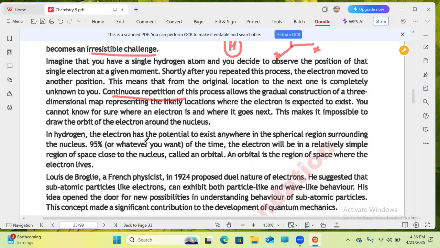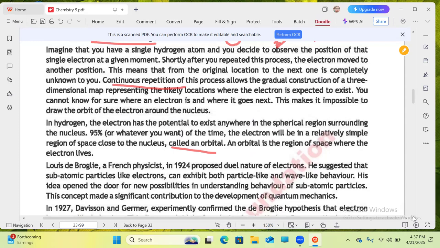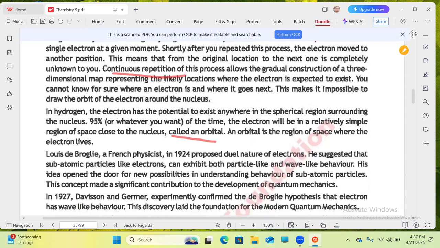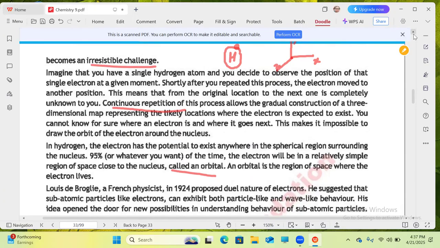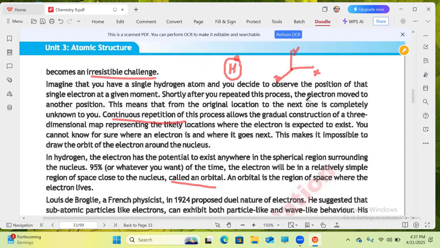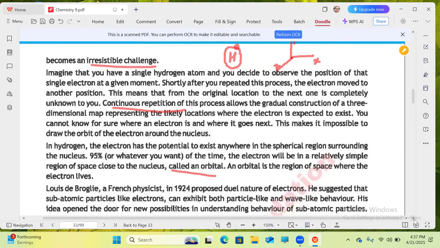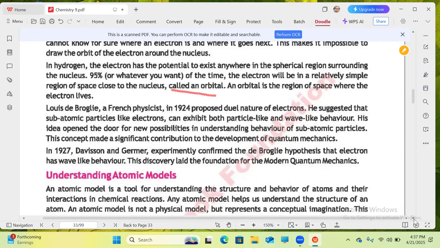So in hydrogen, the electron has the potential to exist anywhere in the spherical region surrounding the nucleus. 95% or whatever you want of the time, the electron will be in a relatively simple region of space close to the nucleus that is called an orbital. So an orbital is the region of space where an electron lives. We have also read the definition of orbital in the quantum mechanical model. The region in which an electron is probably found, an electron probably lives, that region is known as an orbital.